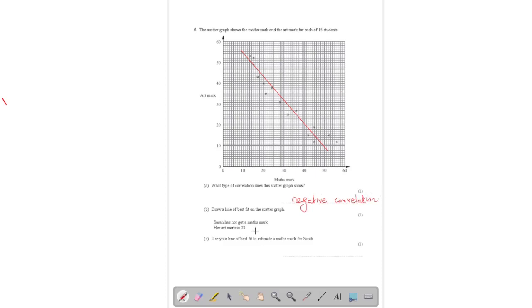Sarah has not got a maths mark yet. Her art mark is 23. Use your line of best fit to estimate the maths mark for Sarah. 23 art marks is here. That's 20, 21, 22, 23. So 23 is here. So let's draw a line there and draw a line across. Down is 38 marks. So that's 5 questions on scatter graph.